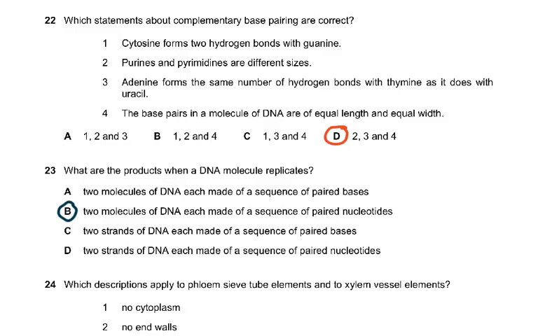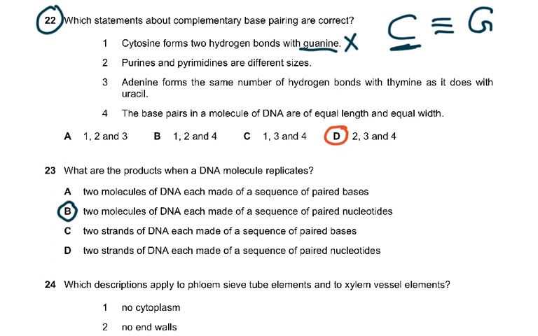With question number 22, which statements about complementary base pairing are correct? Cytosine forms two hydrogen bonds with guanine. No, you remember C and G, and I keep on telling you C is the third letter of the alphabet. So C and G form three bonds. So cytosine forming two hydrogen bonds with guanine was incorrect. The rest are all correct.